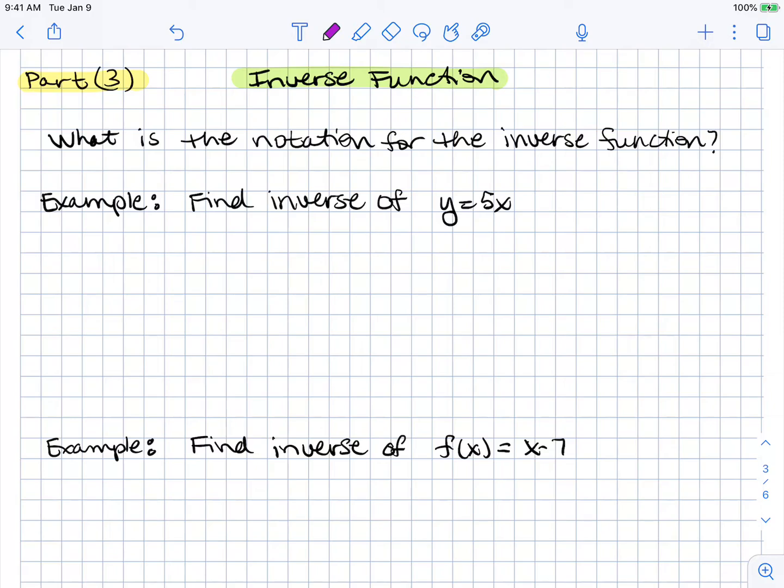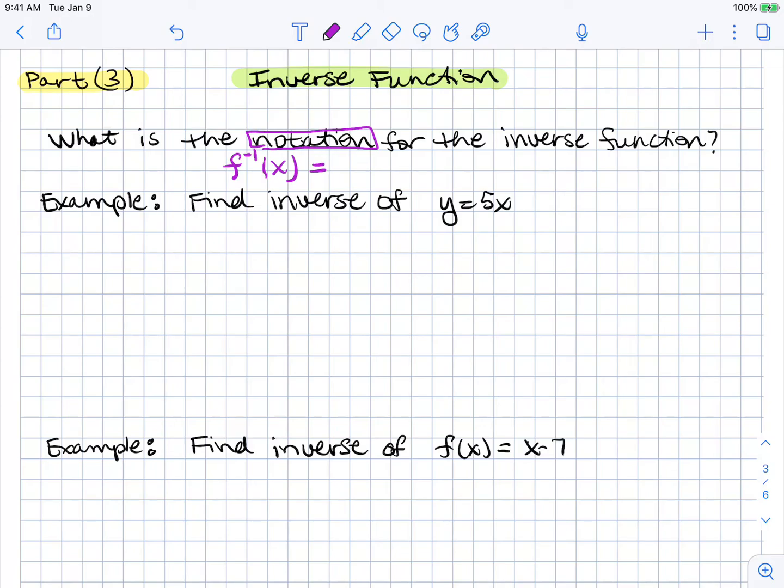Okay, so we're going to do the math to find inverse functions. And the first thing I want to know is what is the notation for an inverse function, so that when I'm done with finding these functions, I know how to notate that. The notation for an inverse function is f to the negative 1 of x. That's how I would write down this equation that I figured out is the inverse function of what I started with.